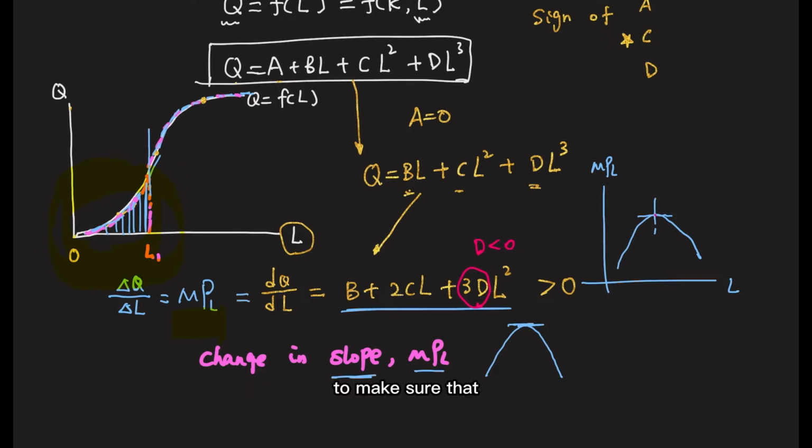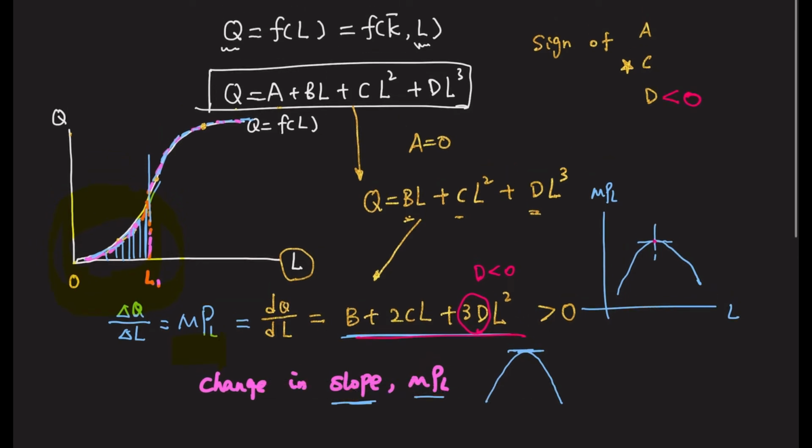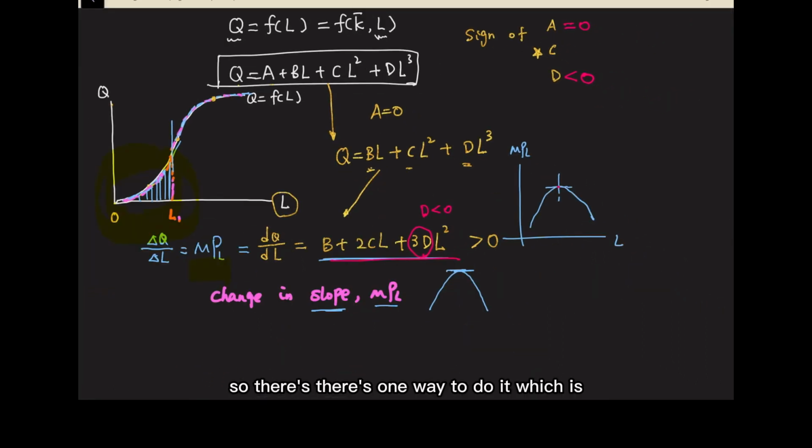To make sure that this function has a maximum, now you know D is less than 0, right? And A equals 0. So what about C? There are two ways. One way is more straightforward and easier to understand. So look at this point.